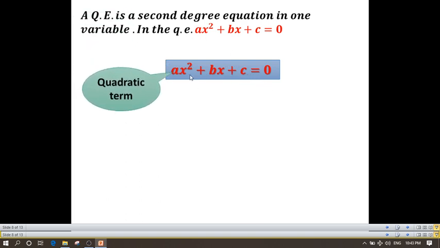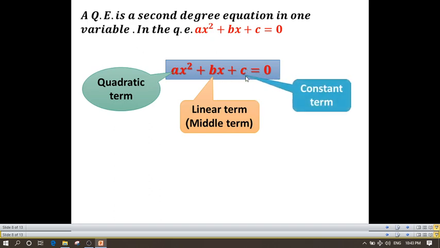First term, पहिले जे पद आहे ते क्वाड्रॅटिक टर्म असणार आहे. पहिलं पद क्वाड्रॅटिक टर्म. Second term, this is the linear term, middle term, मधले पद. And third term c, this is the constant term, स्थिर पद.